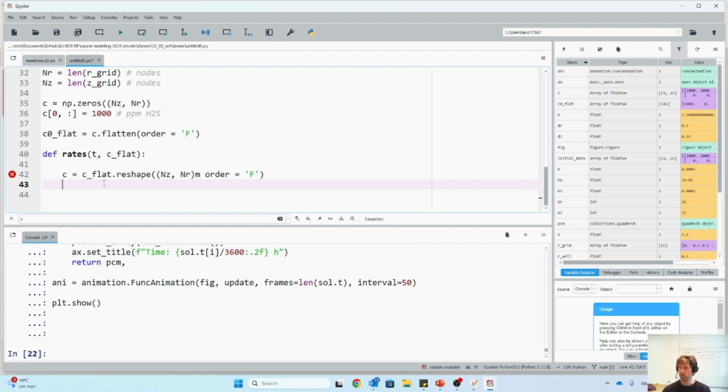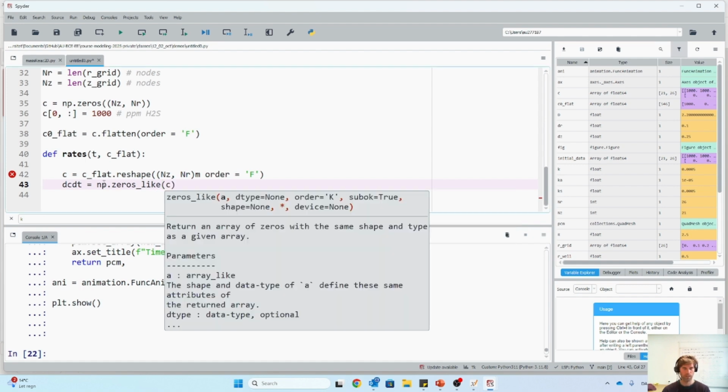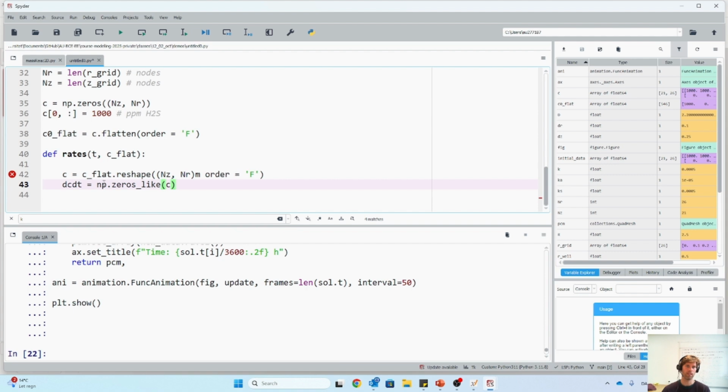Now we will make the derivatives, and because we have a two-dimensional state variable, we also make a two-dimensional derivative array, and we can use np.zeros, but then use the like function here, which creates the dc/dt in the same shape as the input we give here.